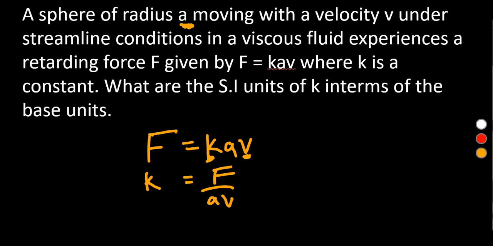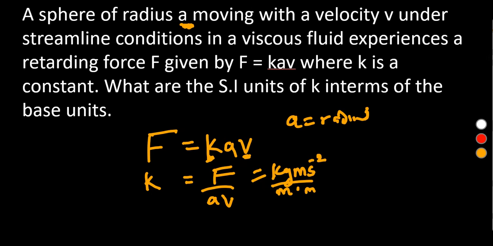So what we do now is the unit of force is kilogram meter per second square, while radius is just a measurement of length, so this is meter, and this is velocity. Velocity is meter per second. So I'll write it like this. This is meter per second. So this cancels, this cancels.